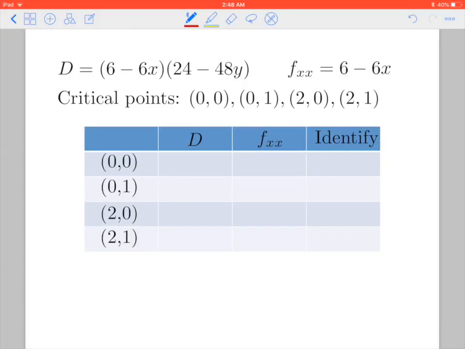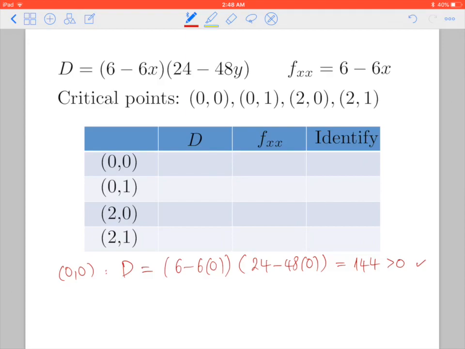Now let's take a look at the first point, (0, 0). So the determinant is that of 6 minus 6 times 0, times 24 minus 48 times 0. If you use the calculator, you will get 144, which is positive. Now if you go back to the first few slides, you see the determinant test, and it says that when the determinant is positive, there are two possibilities. When fxx is positive, the critical point is a relative minimum, and when fxx is less than 0, the critical point is a relative maximum.